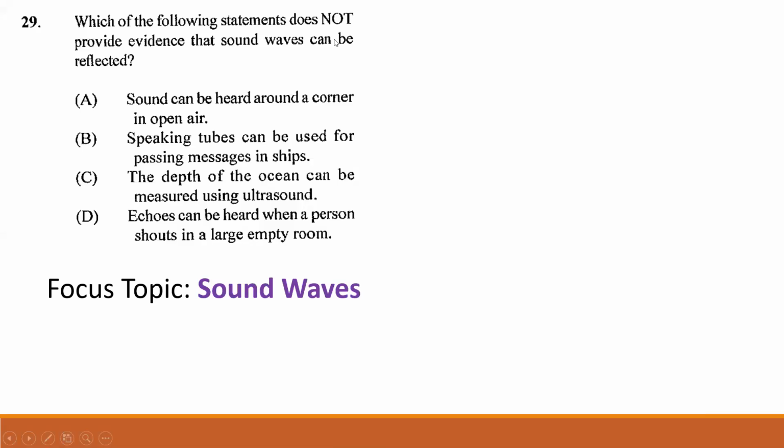29. Which of the following statements does not provide evidence that sound can be reflected? Now, sound traveling around a corner is an indication of diffraction, not reflection. So your answer should be A.